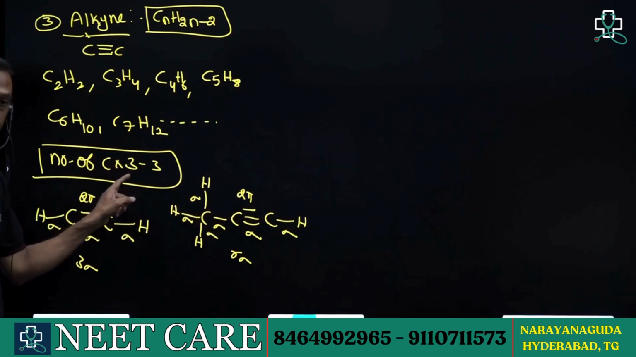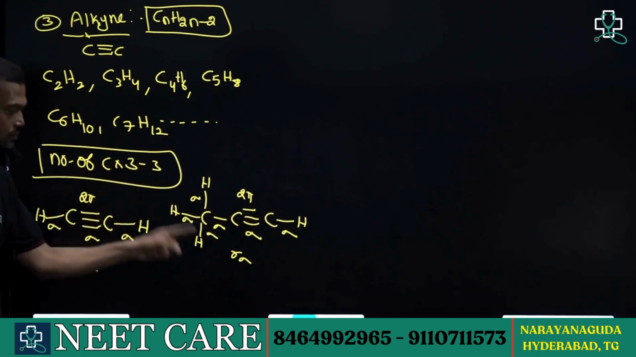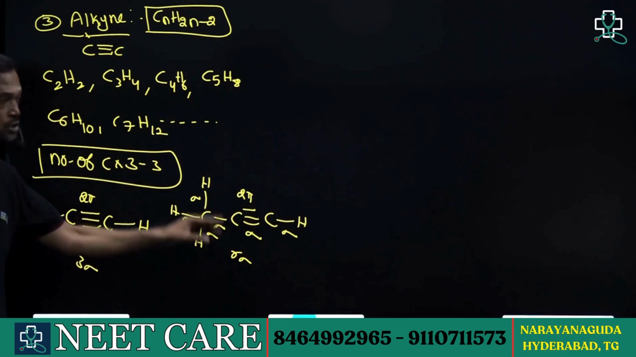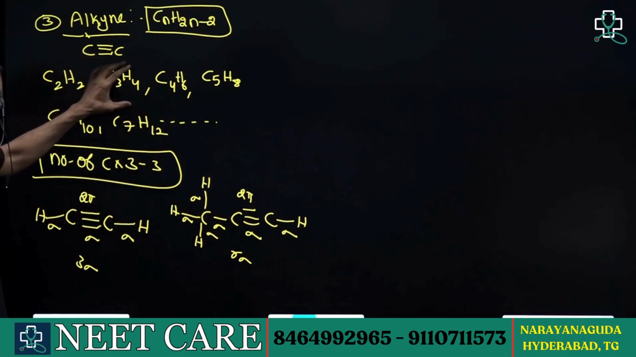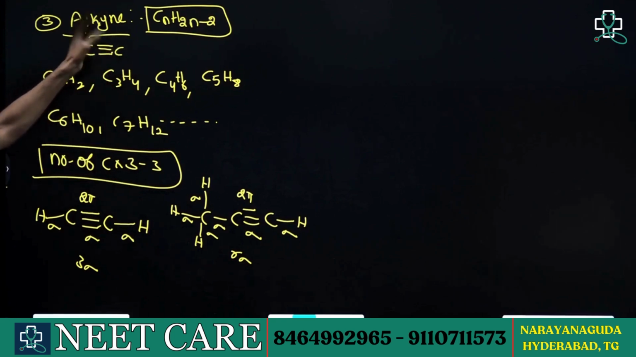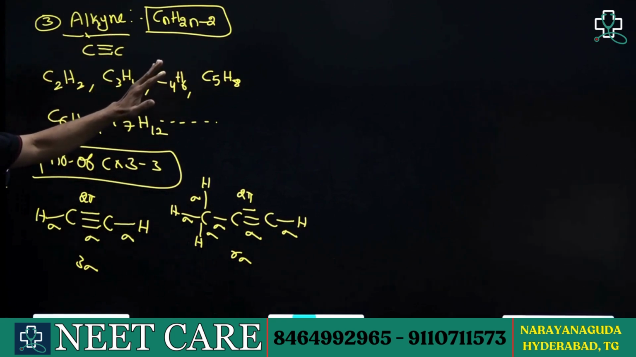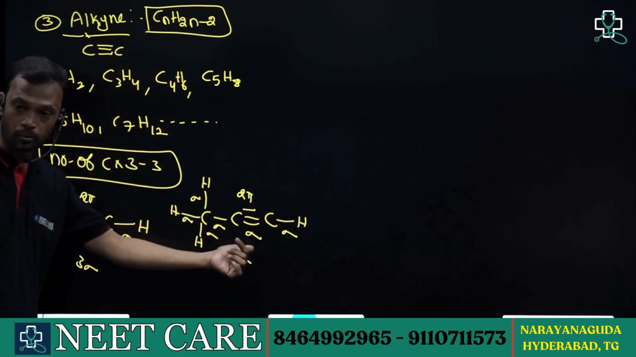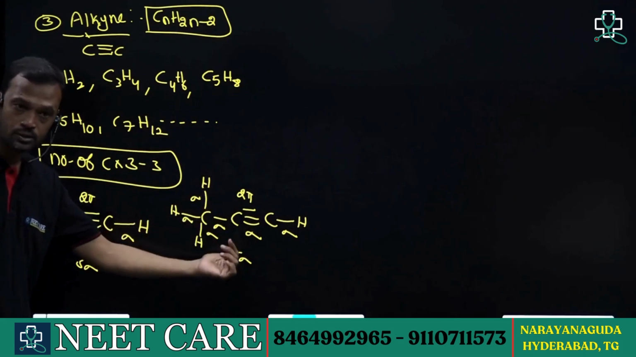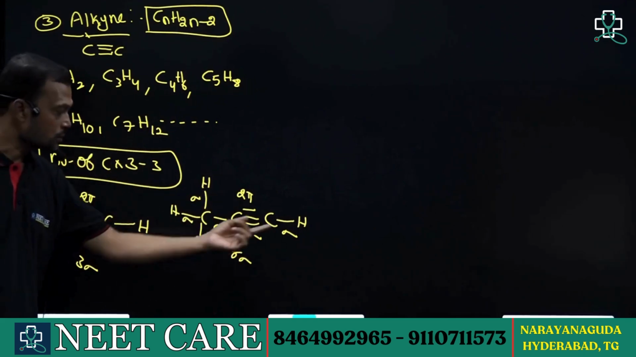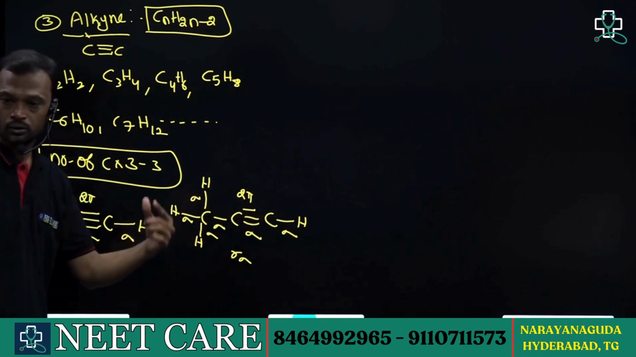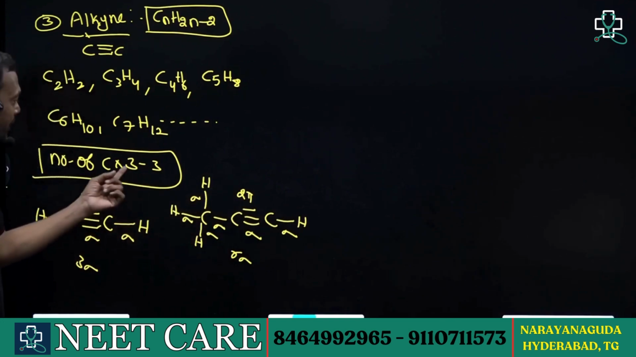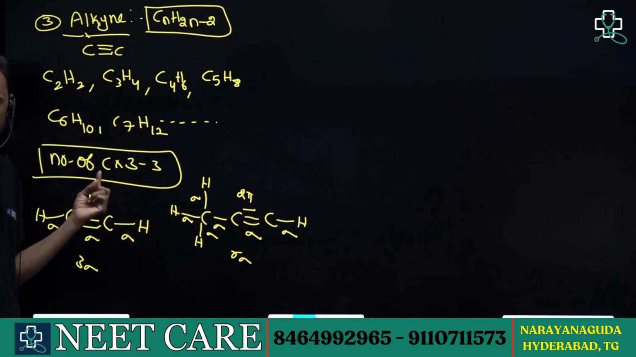3 into 3, 9. 9 minus 3, 6. Once you know how to create a hydrocarbon family with carbons and hydrogens, and you know how to write a molecular formula based on their valencies, by substituting suitable hydrogens to attain tetravalency of carbon, one can easily identify the number of sigma bonds.